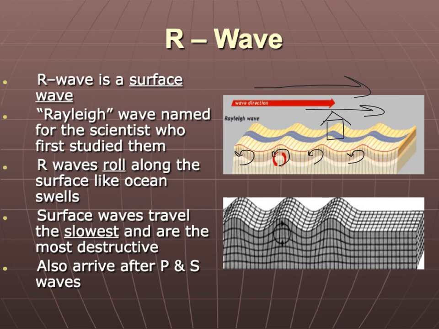There have been reports of witnesses during large earthquakes of literally seeing streets wobble up and down or wave up and down like a jello surface. Those would be the R waves propagating underneath their feet. So again, R waves roll along. They are also the slowest, and they arrive after the P and S waves.